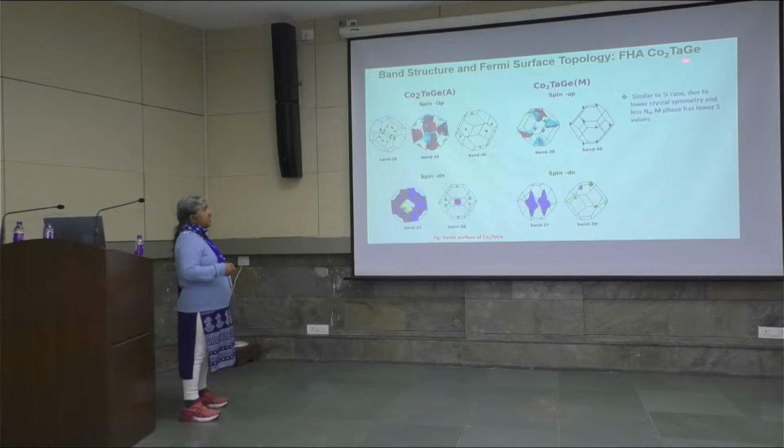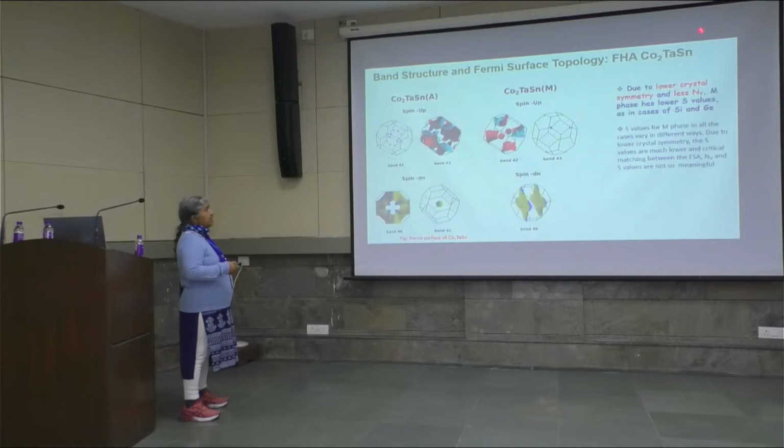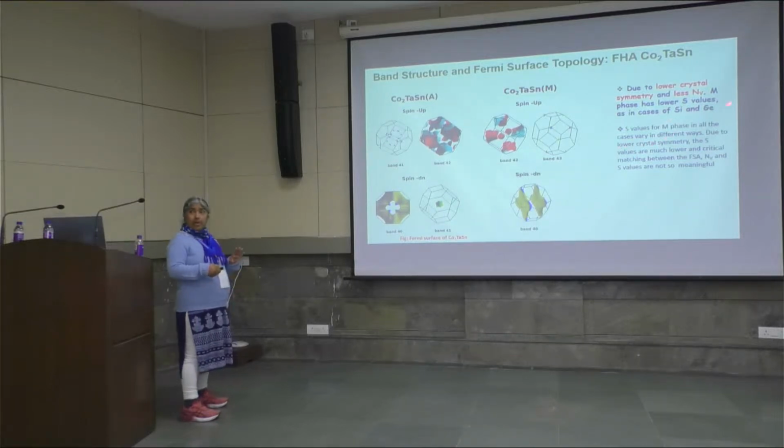Similarly, for Co2TaGe also, we have observed the same thing. Here I show only the Fermi surface and the areas, because the band structures are very similar. Again, it is very similar for Co2TaSn also. The band structure is similar, and due to lower crystal symmetry and lower NV value, the M phase has lower S values, as in the cases of Si and Ge. And we have seen that for the M phase the S values vary in slightly different ways. It is not very systematic, but since these S values are very low, a critical matching could not be meaningful.